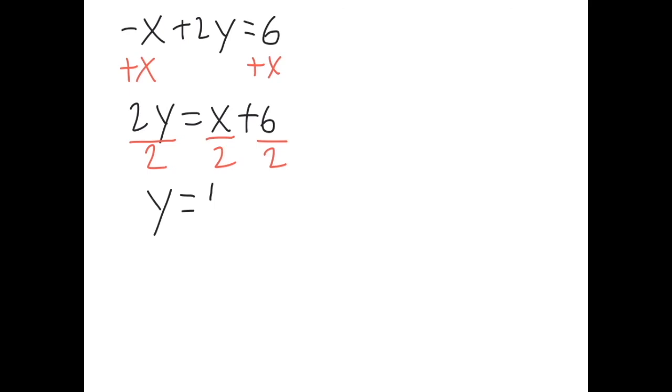Now, x is being divided by 2, so that means the number in front of x is being divided by 2. That means the number in front of x is 1/2. So now we put the x, and then plus 6 divided by 2 is 3. So plus 3. So y equals 1/2 x plus 3, and then we graph it.